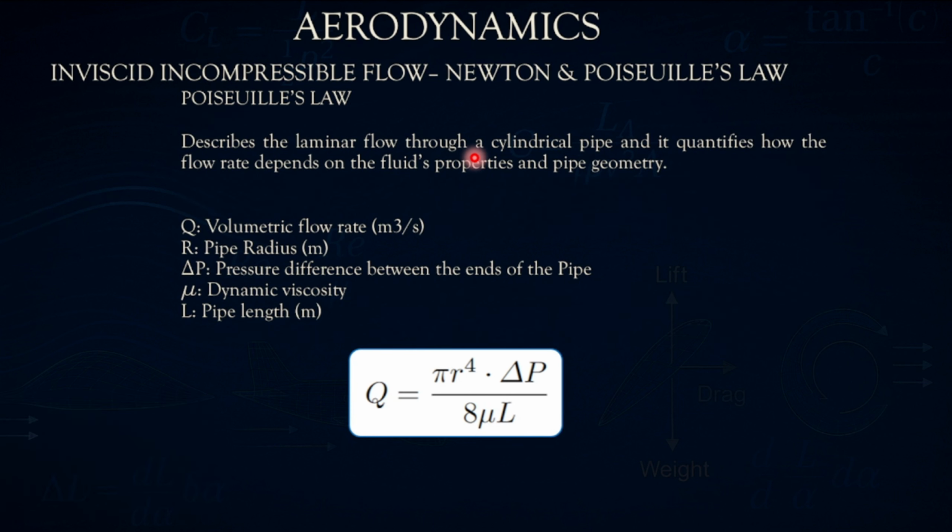Poiseuille's law describes the laminar flow through a cylindrical pipe, and it quantifies how the flow rate depends on the fluid's properties and pipe geometry. So Q, which is the volumetric flow, expressed in meter cube per second, how much volume is crossing the pipe per second, is equal to pi r to the power of 4, where r is the pipe radius, times delta P, or pressure difference between the ends of the pipe, divided by 8 mu L, mu being the dynamic viscosity, which works against the flow.